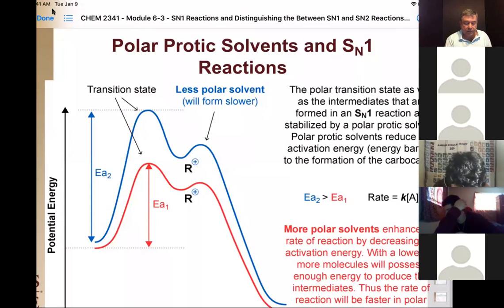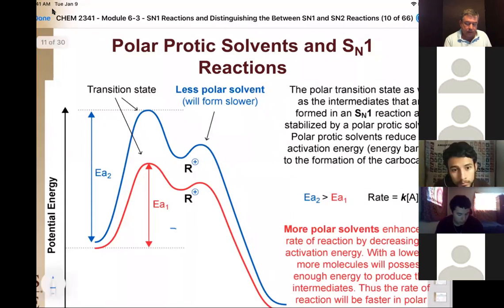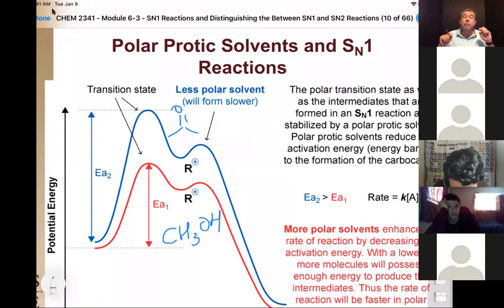So for example, if we did the same substrate and we did it in methanol, right here, a polar protic solvent, and we did this one in acetone, a polar aprotic solvent, the reaction would actually progress much faster, or if it's not hot enough, this one might not even progress at all because it doesn't have enough energy to reach that transition state first.